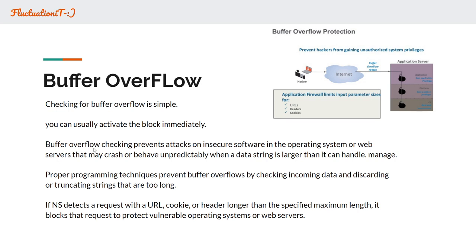Buffer overflow checking prevents attacks on insecure software in the operating system or web server that may crash or behave unpredictably when a data string is larger than it can handle. Proper programming techniques prevent buffer overflow by checking incoming data and discarding or truncating strings that are too long. If NetScaler detects a request, URL, or cookie longer than the specified maximum length, it blocks that request to protect the vulnerable operating system of a web server.